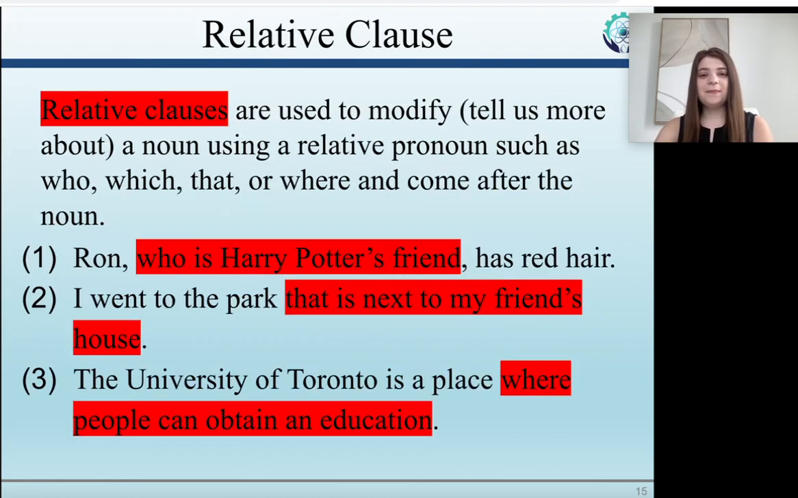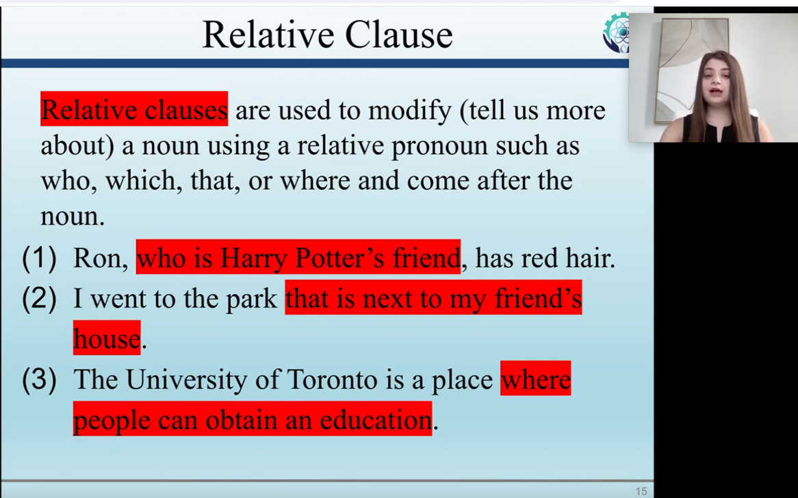Okay, let's talk about relative clauses. So, relative clauses are used to modify or tell us more about a noun using a relative pronoun such as who, which, that, or where. And also, relative clauses come after the noun. So, example 1 says, "Ron, who is Harry Potter's friend, has red hair."